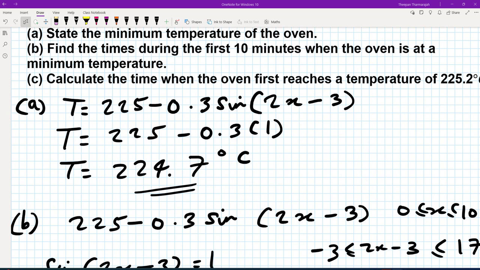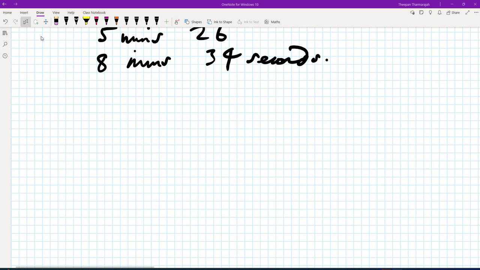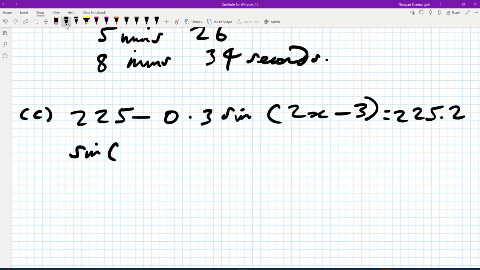Now part C says calculate the time when the oven first reaches a temperature of 225.2 degrees Celsius. So we're going to solve a trig equation here. We're going to get 225 minus 0.3 sine 2x minus 3 equals 225.2. We could rearrange that to give me sine 2x minus 3 is equal to minus 2/3.